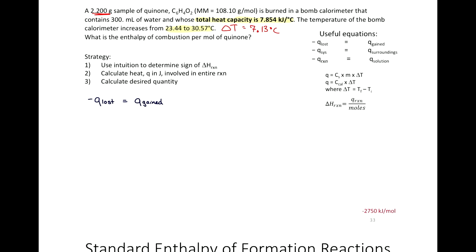So we're going to use the same strategy as before, use our intuition to determine the sign of delta H of our reaction. It's going to be negative again because we're burning something and the calorimeter is heating up, meaning that the reaction released energy. It's another exothermic reaction. So something's losing energy, something's gaining energy. Let's be super specific. The reaction is losing energy, and it's being gained by your calorimeter, your bomb calorimeter.